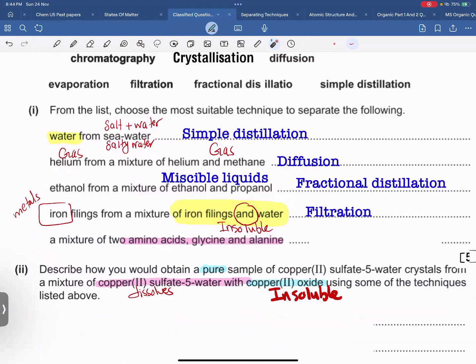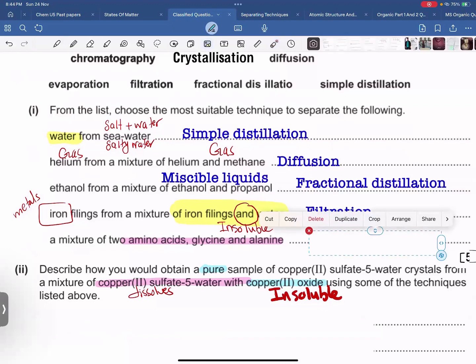A mixture of two amino acids, glycine and alanine. By the way, this is a key word for chromatography. To separate amino acids or sugars or dyes from a mixture, use chromatography. This is the key word for chromatography.